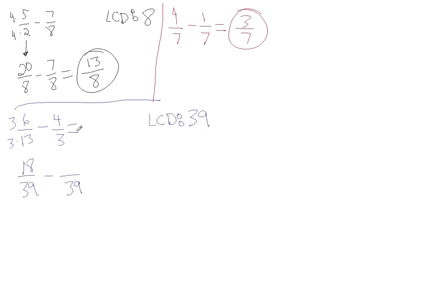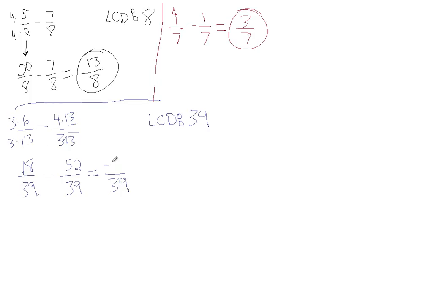Now let's look at 4/3. We need to transform this into a fraction with a denominator of 39. So 3 times what equals 39? Well, 3 times 13. Let's do the same in the numerator. Multiply by 13. 4 times 13 is 52. We rewrite the denominator for our answer, and then we subtract across the top.